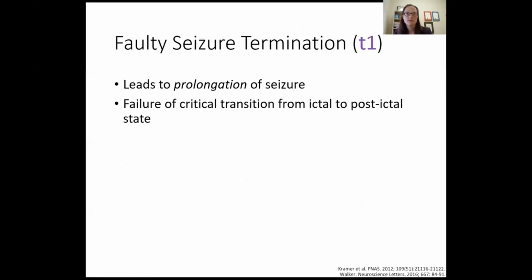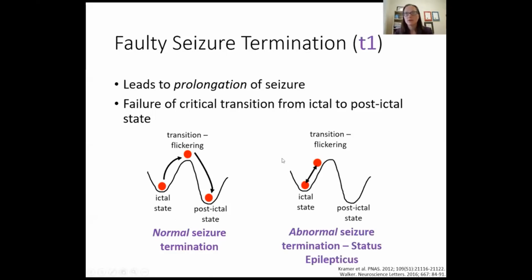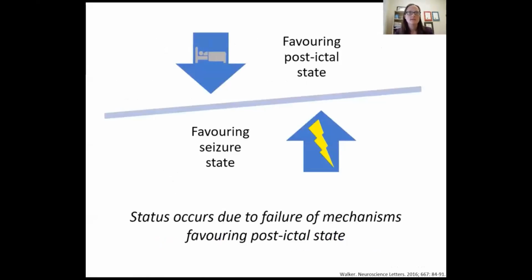Faulty seizure termination comes into play at T1 or 5 minutes and when we develop a prolonged seizure. There's failure of the critical transition from the ictal to the postictal state. And looking at this from the point of view of a picture, in a normal seizure, the brain transitions from an ictal state, going through the transitions that are required into a post-ictal state. In an abnormal brain, there's transition or flickering that occurs as the ball tries to get over into the post-ictal state, but is unable to remain there and comes back to the ictal state. In other words, the mechanisms that are favoring the seizure state are outweighing the mechanisms favoring the post-ictal state, and sustained seizures occur.